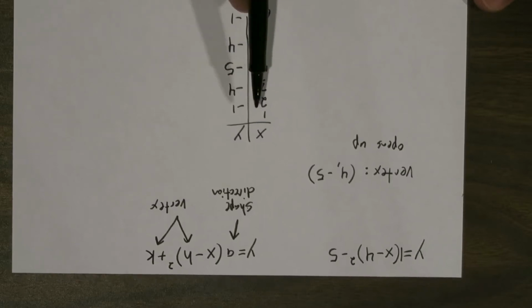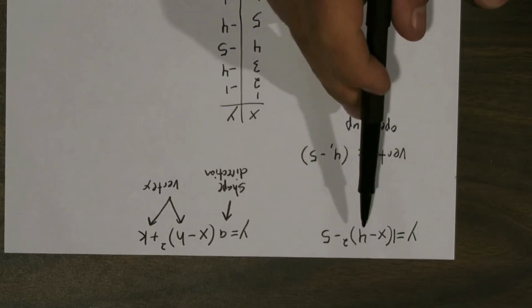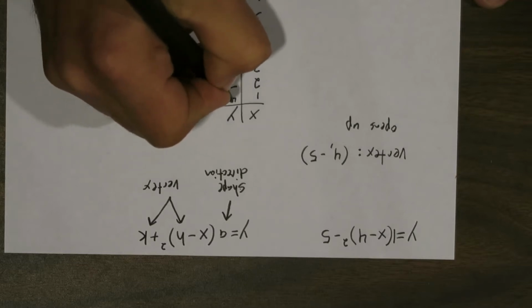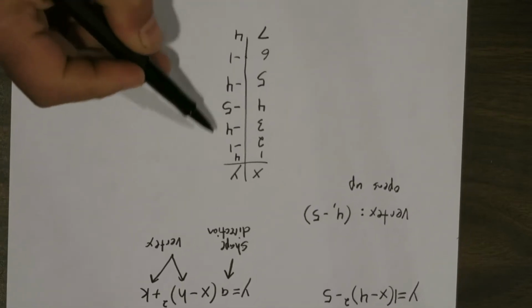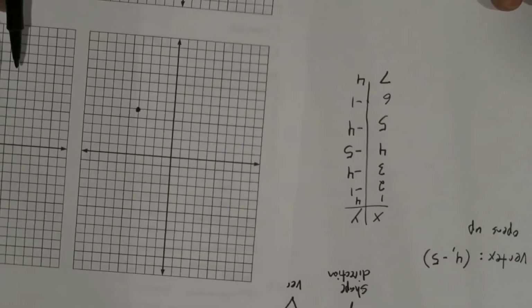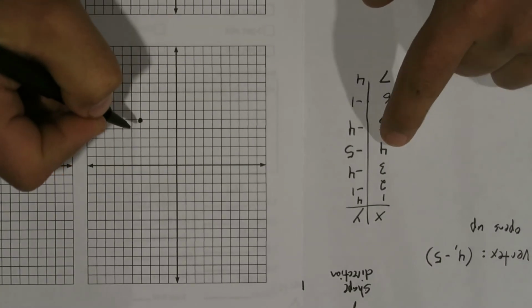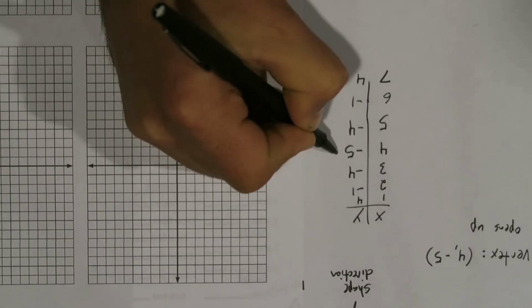Let's actually find it. So 1 minus 4 is negative 3. Negative 3 squared is 9. 9 minus 5 is 4. So now we have a bunch of points we can actually graph. So let's go back to our graph here. All right. We already have the vertex, so that one's already graphed right here.